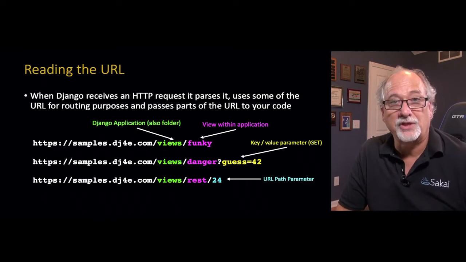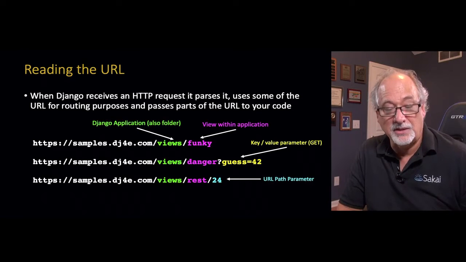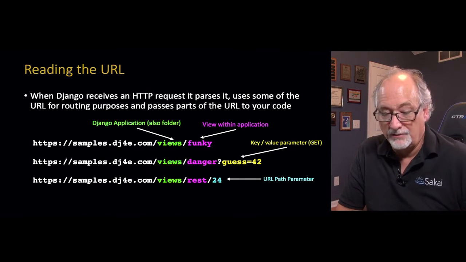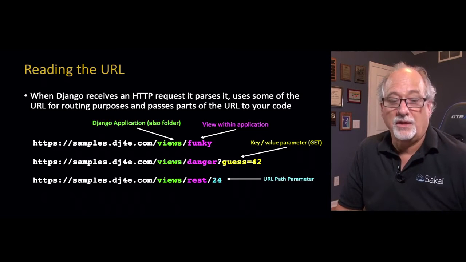So the first thing that Django does when it receives an incoming request for a document is it basically parses that URL. And the first thing after the domain name is generally the application.